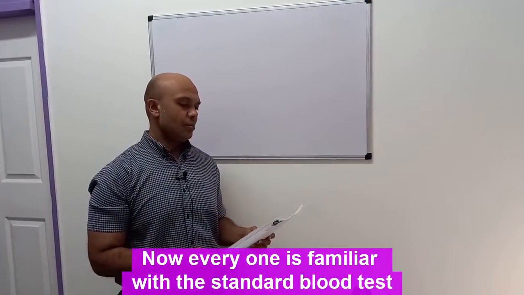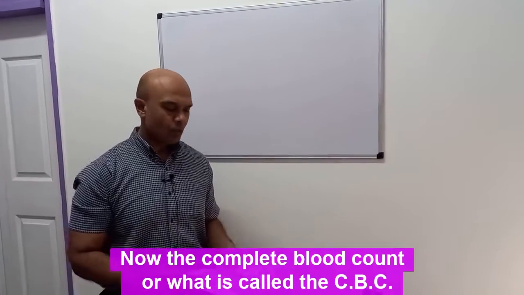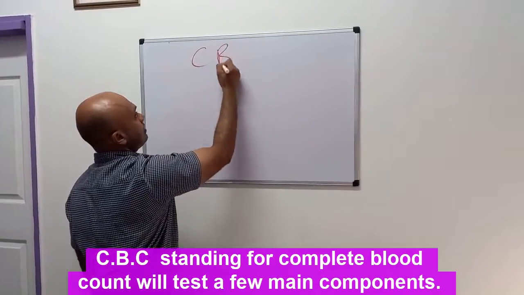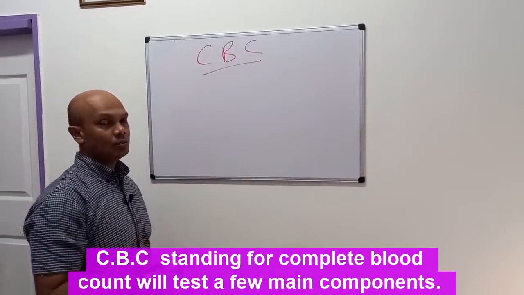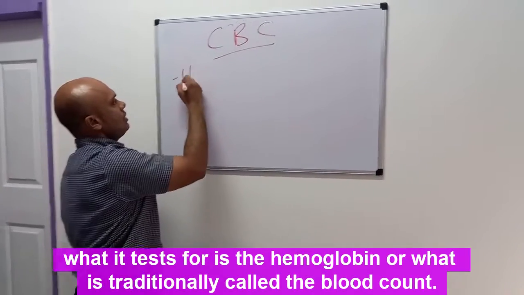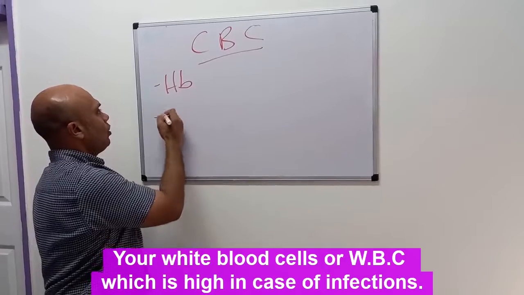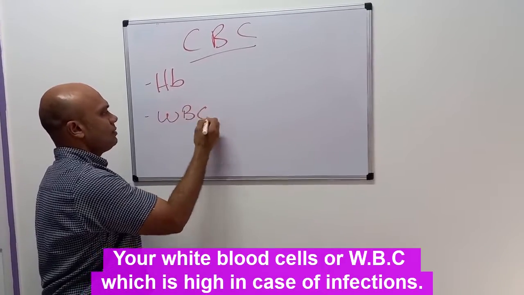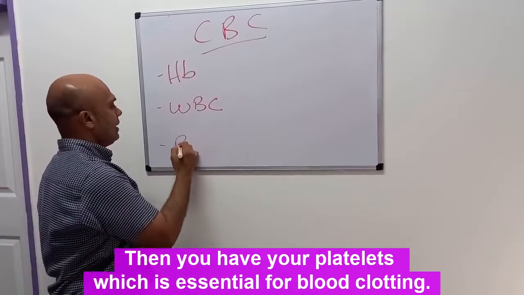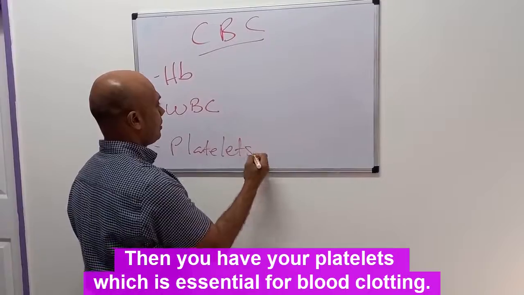Now, everyone is familiar with the standard blood test, the complete blood count or the blood count. The complete blood count, or CBC, will test a few main components. It tests for the hemoglobin, or what is traditionally called the blood count, your white blood cells or WBC, which is high in the case of infections. Then you have your platelets, which is essential for blood clotting.